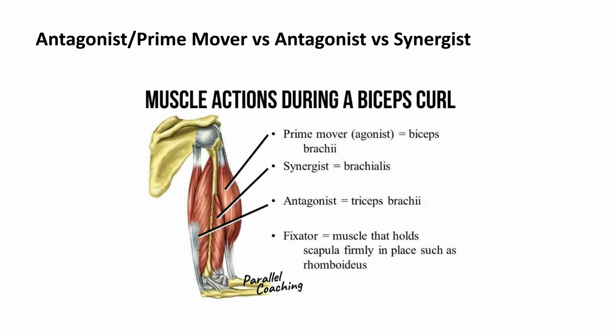So this is an example showing you your biceps. So your prime mover is your agonist, and that's going to be your bicep muscle you see here. And then your synergist is your brachialis muscle. And then your antagonist is going to be your tricep muscle. So that's the resistance that you need to move. And your fixator is the muscle that holds the scapula firmly in place, such as the rhomboideus. So that's how you see that with that movement.